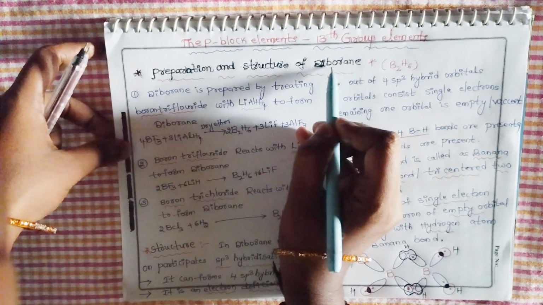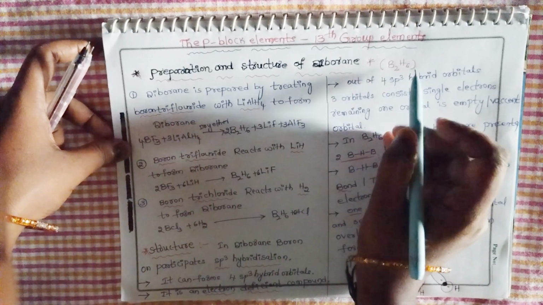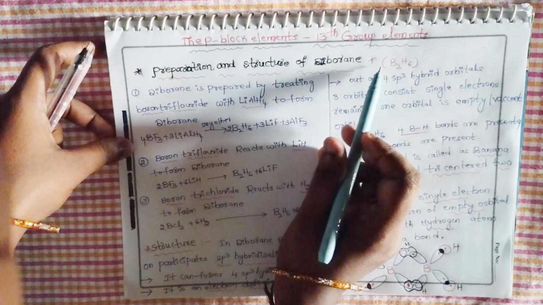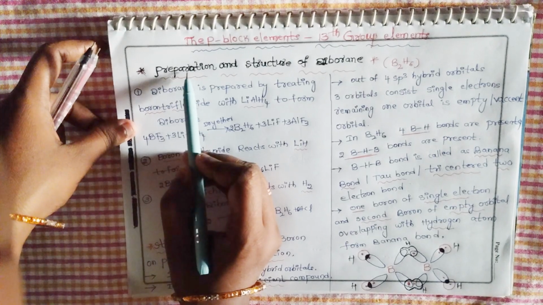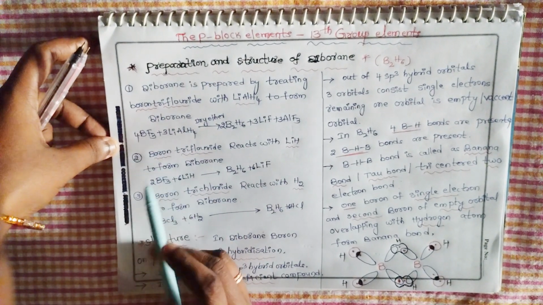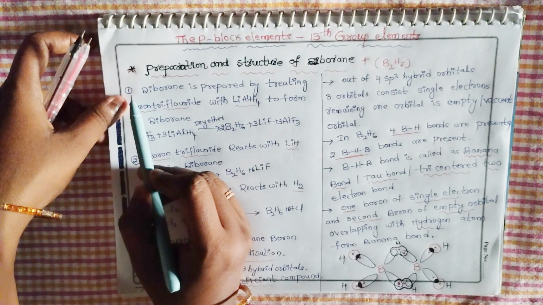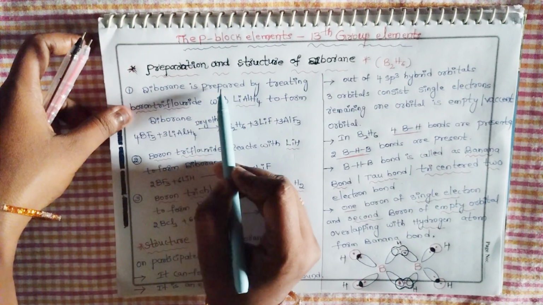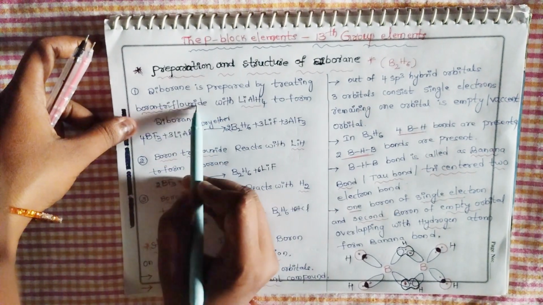So what is the formula of diborane? B2H6. So the formula of diborane is B2H6. How to prepare this diborane? There are 3 methods. In that, the first method is when diborane is prepared by treating boron trifluoride.